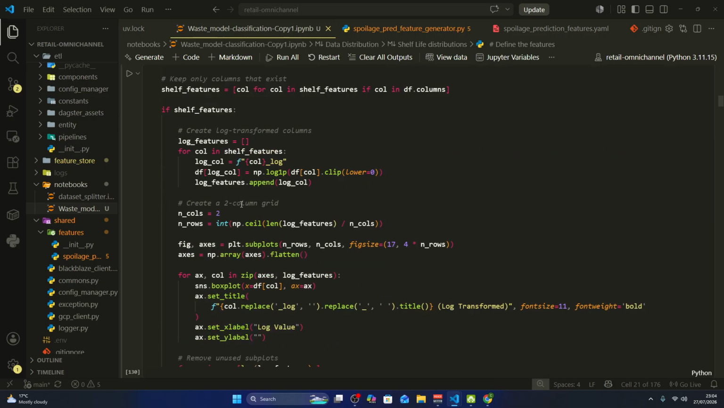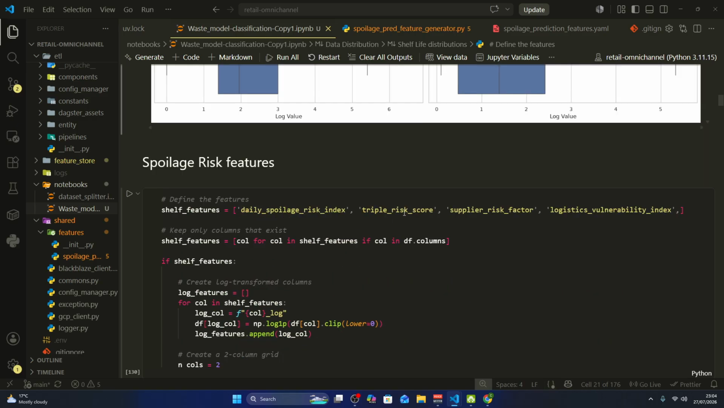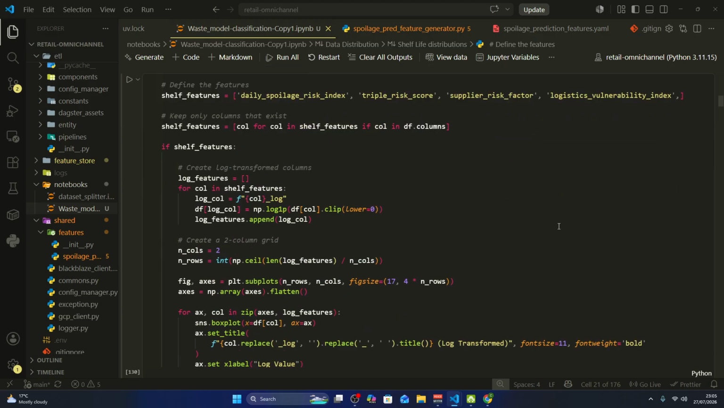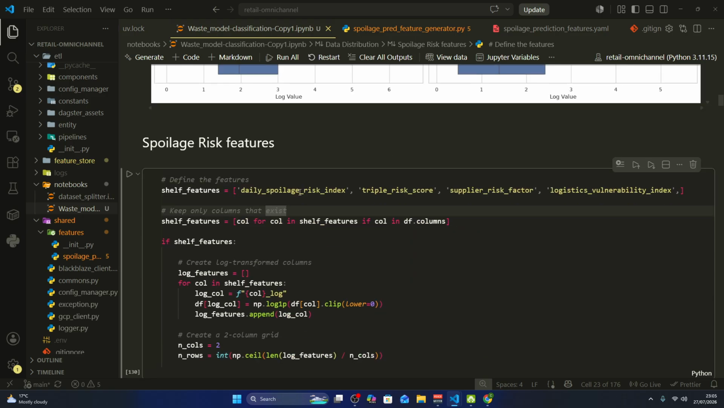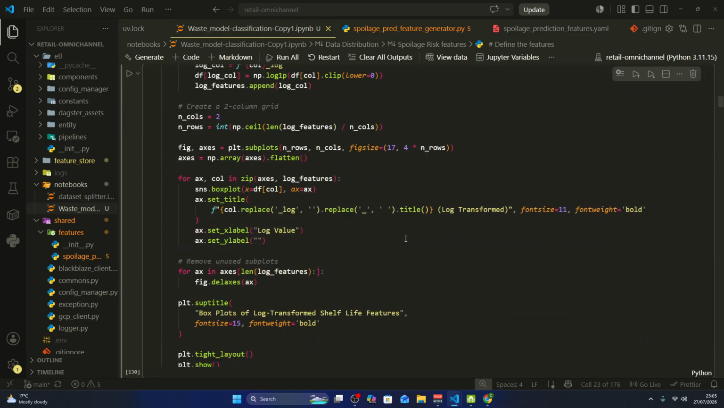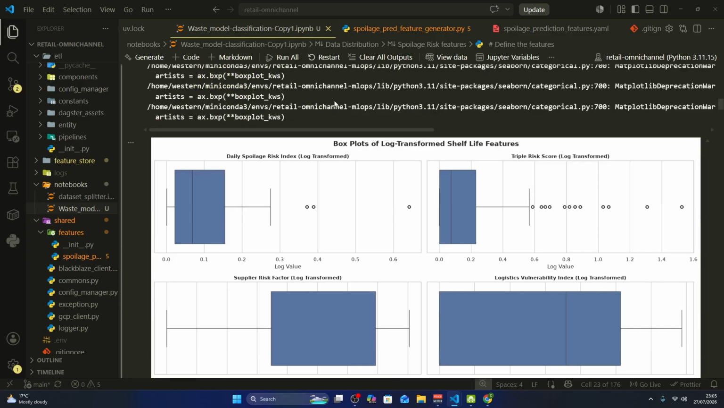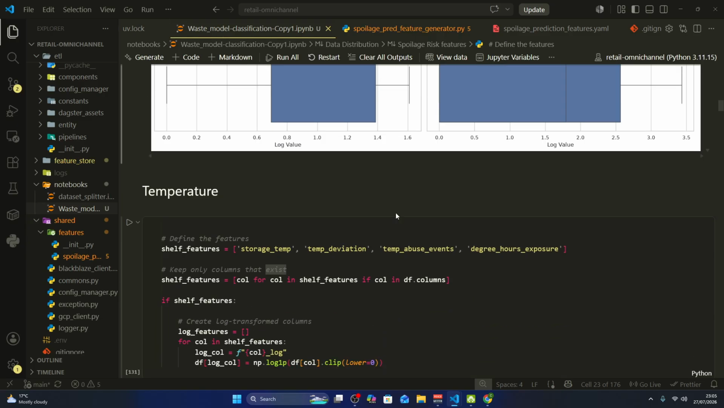Then these are the spoilage risk features. I think I'm repeating myself. Daily spoilage risk index. Oh, these are different: triple risk score, supplier risk factor, and the logistics vulnerability index. So these are some of the features that we are creating. If you have seen my ETL process, you're able to gauge how I was generating these features. Again, this is the box plots for that.